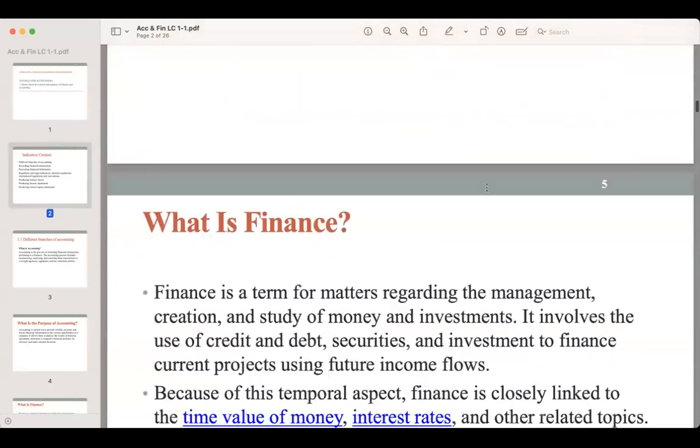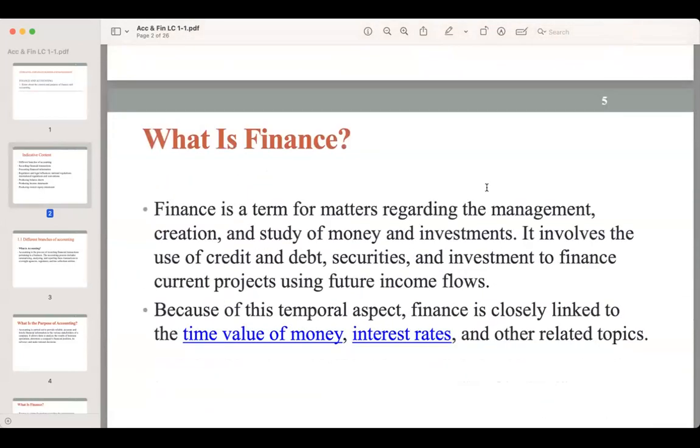Next is, what is finance? Finance is a term for matters regarding the management, creation, and study of money and investments. It involves the use of credit and debit, securities, and investment to finance a current project using future income flows. Because of the temporal aspect, finance is closely linked to the time value of money, interest rates, and other topics.